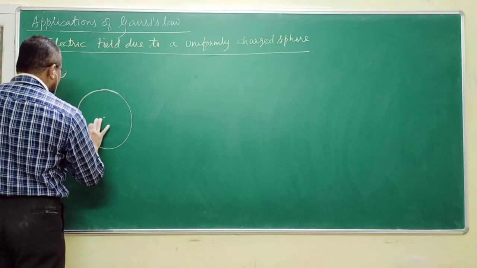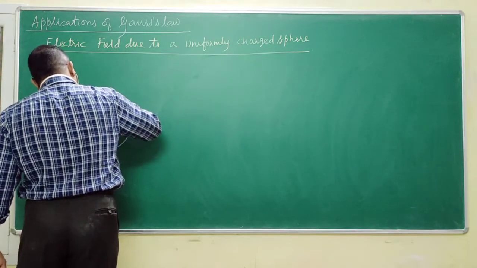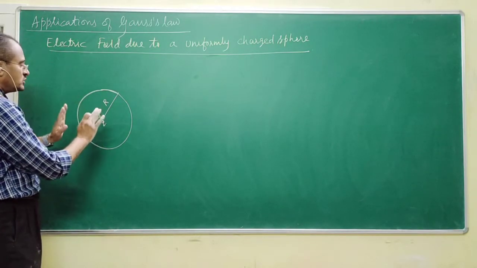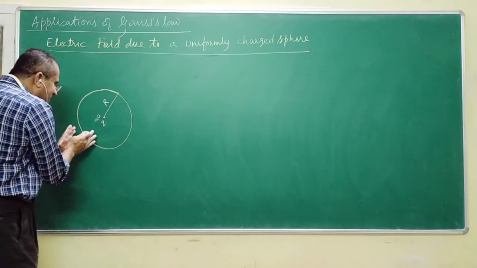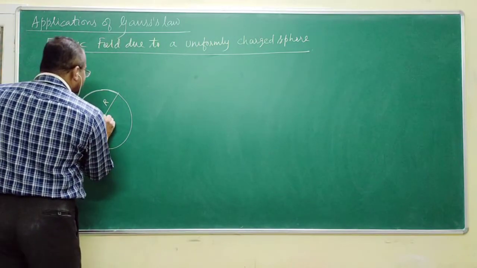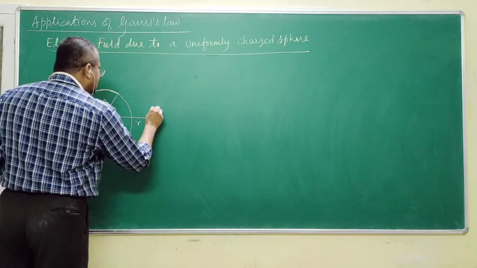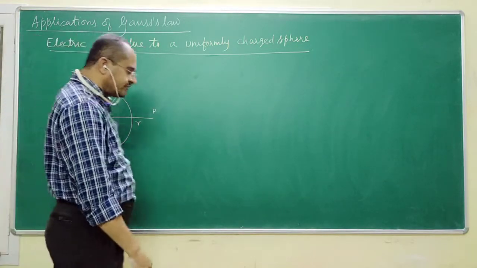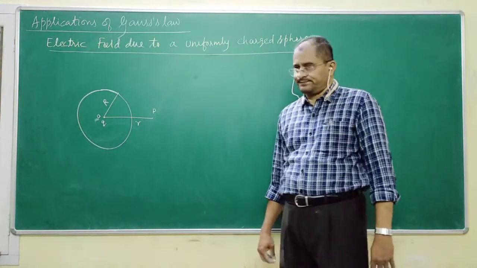Point O, where I have a charge Q, the radius of the sphere is R. This charge Q is not at point O, instead it is uniformly distributed throughout the sphere of radius R. Now, from the center of the sphere, at a distance r, let us say there is a point P, where you want to find out what is the value of electric field intensity?